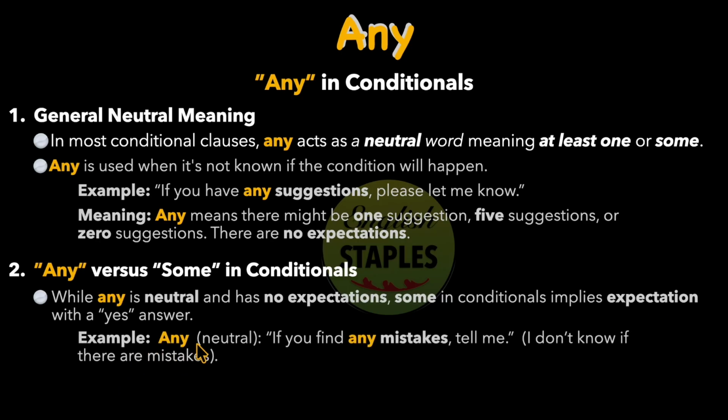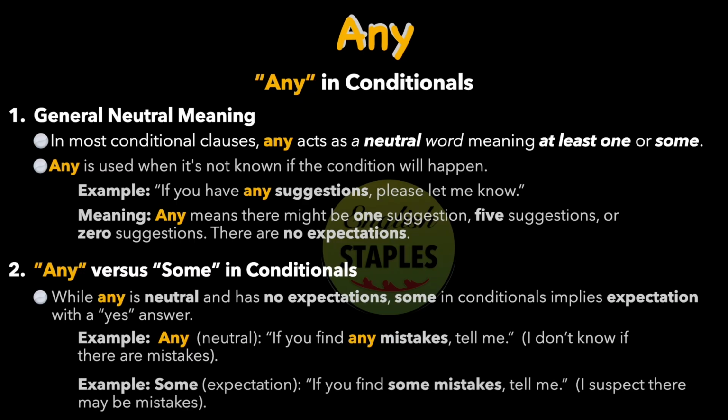Example, any, which is neutral. If you find any mistakes, tell me. I don't know if there are mistakes. I really don't know. But if you find any mistakes, tell me. Example with some, now we have an expectation. If you find some mistakes, tell me. I suspect there may be mistakes. So I expect you to tell me when you've come across those mistakes.